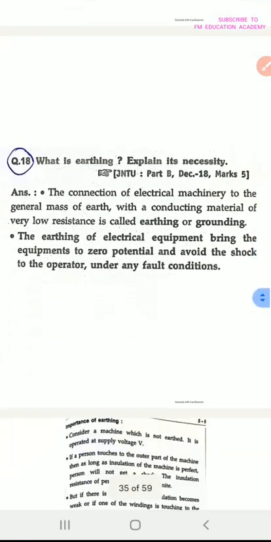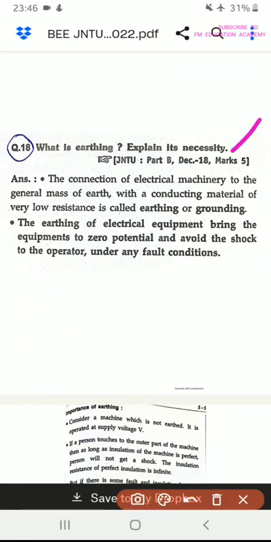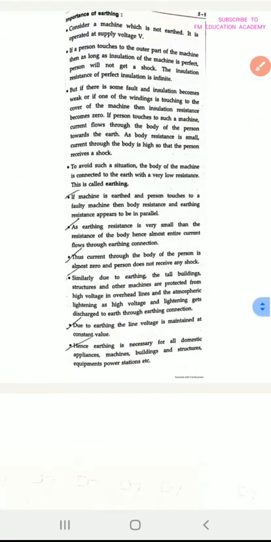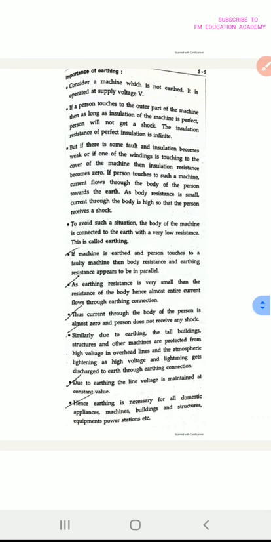7th B: define earthing and explain the purpose of earthing. So this is what is earthing, necessity of earthing, importance of earthing. That is nothing but the necessity of earthing.